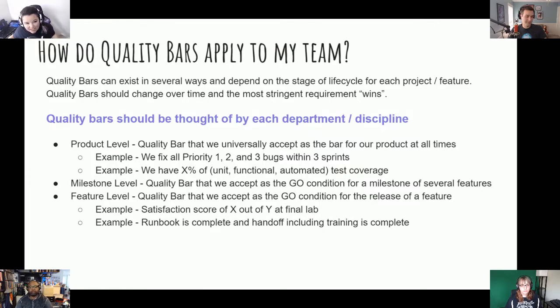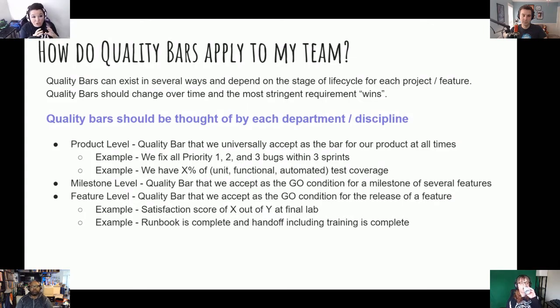Lastly, if we look at this as concentric circles, we're in the smallest circle right now. This is the pod level usually, and this is the feature quality bar. This is the thing that we accept as the go condition for a release of a feature. A feature usually wraps up, it's not usually its own release, though it might be. It just depends. If you use feature as a big meta thing, for instance, Astroneer just put out a big feature for automation. But I would imagine within their development teams, they may have smaller pods who are working on stuff.